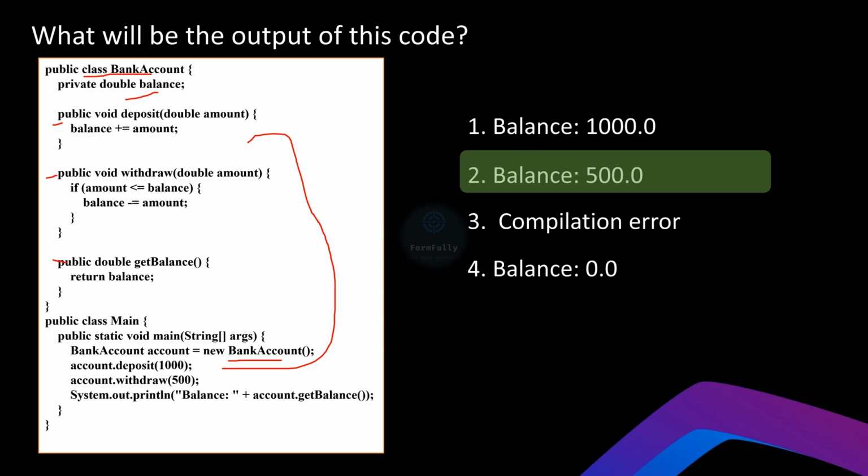And then we withdraw 500 from the account using the withdraw method, which checks if the amount is less than or equal to balance. In this case, it is, so 500 is deducted from the balance. Finally, we print the output balance using the getBalance method, which returns 500. So the correct option is 500.